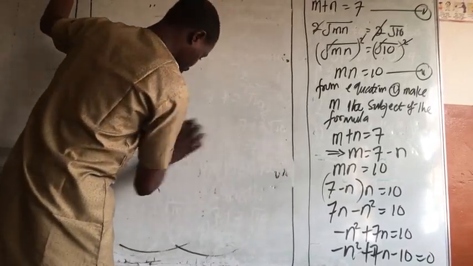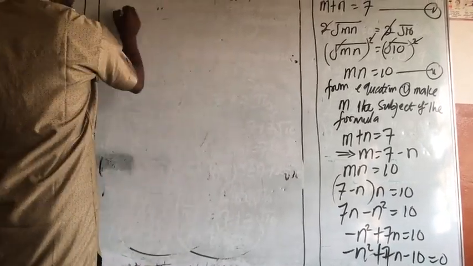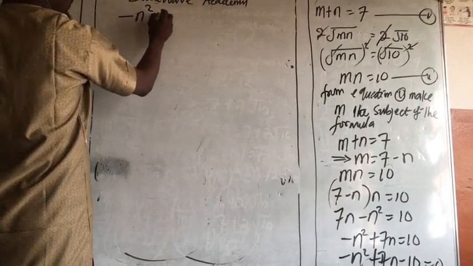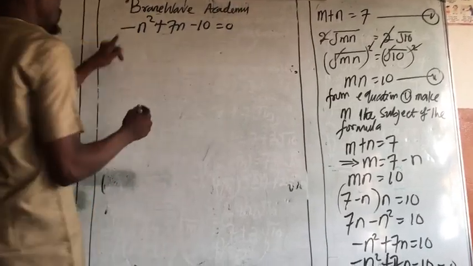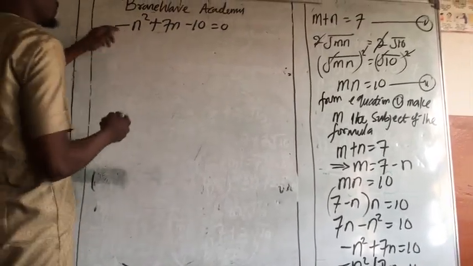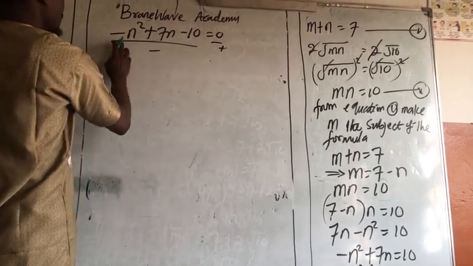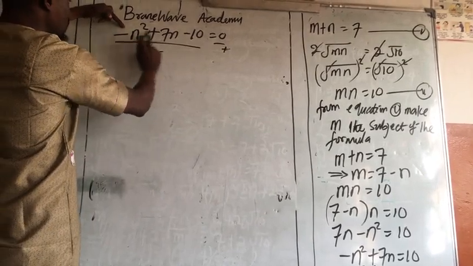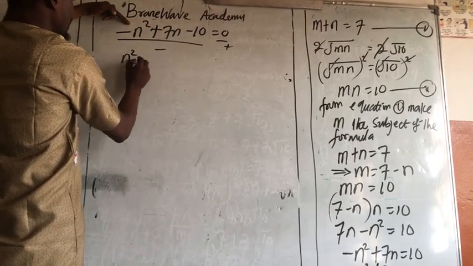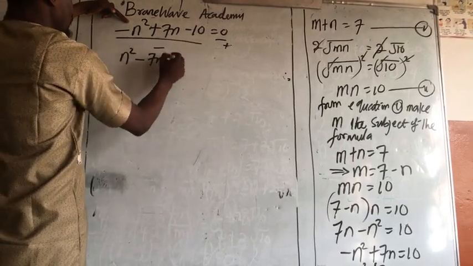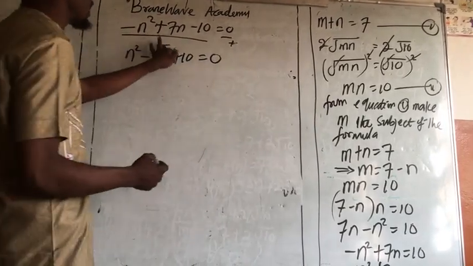So what we have is minus n squared plus 7n minus 10 is equal to 0. I don't want the first value to have minus, so I'll divide everything by minus. Minus cancels minus. All the signs will change. Minus divided by minus, we have n squared; plus divided by minus, we have minus 7n; minus divided by minus, we have plus 10 is equal to 0. This is the main equation we have here now.